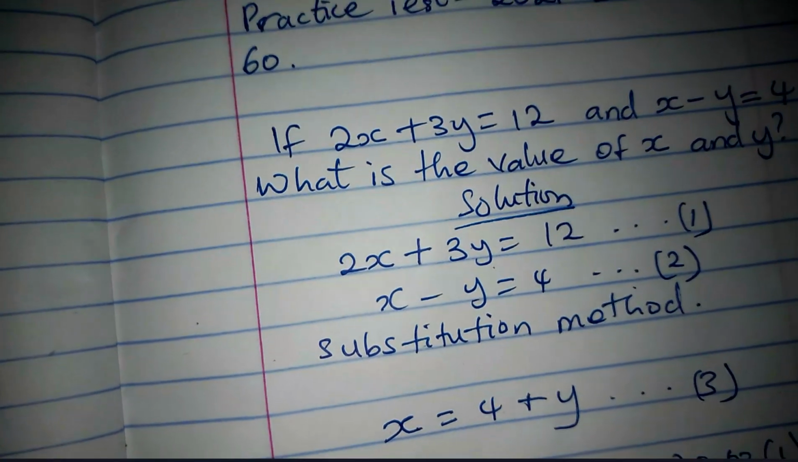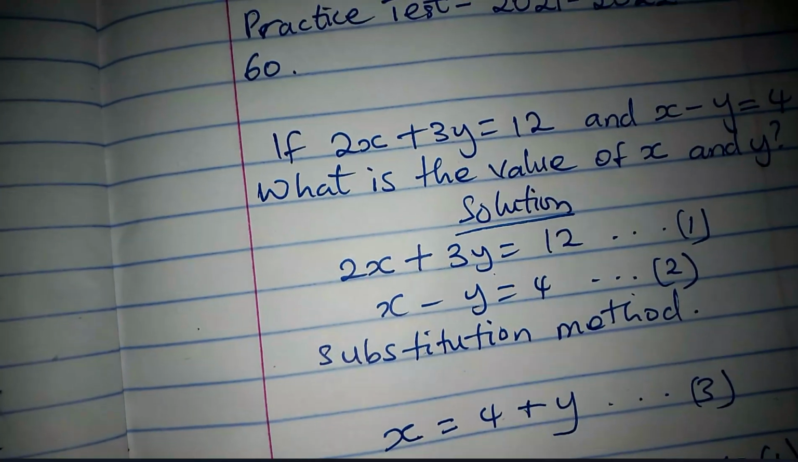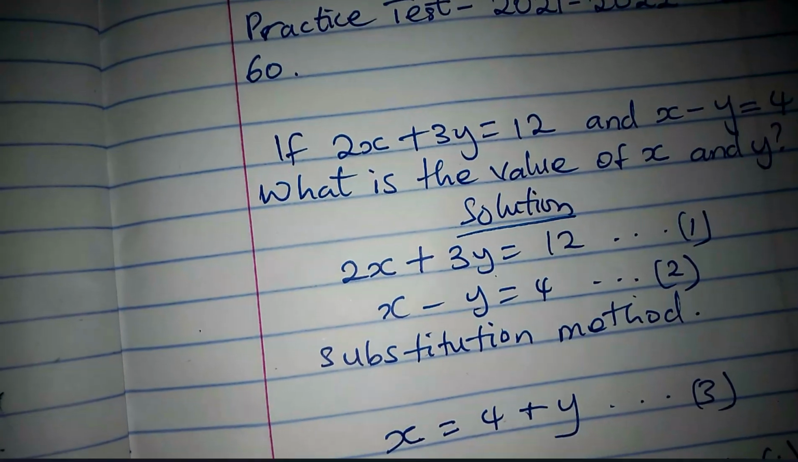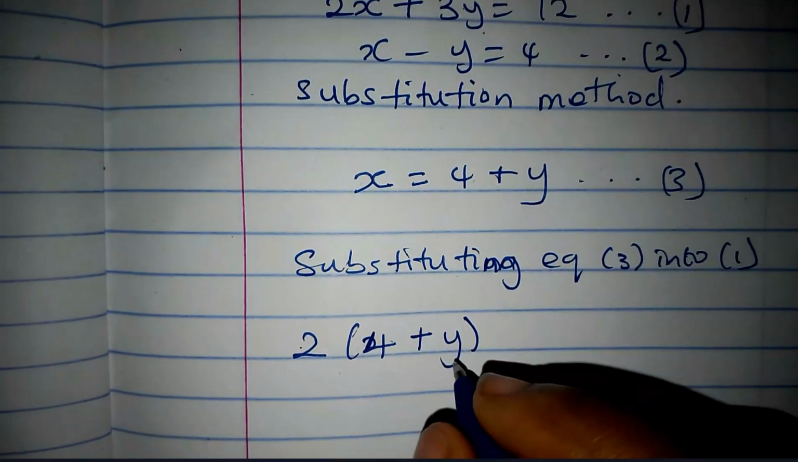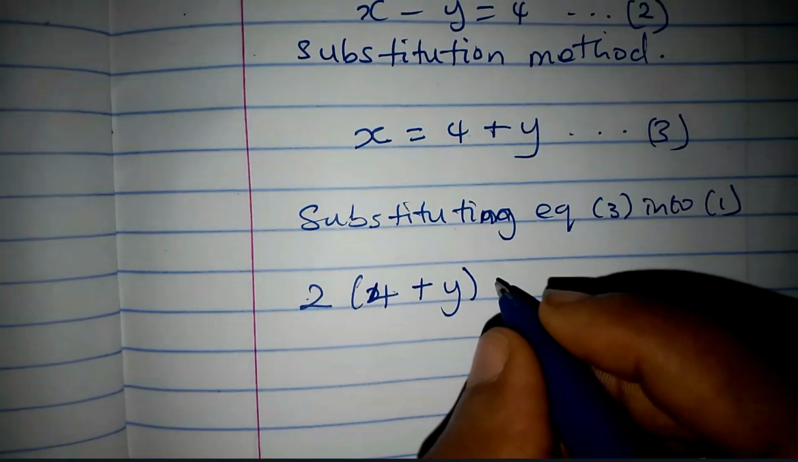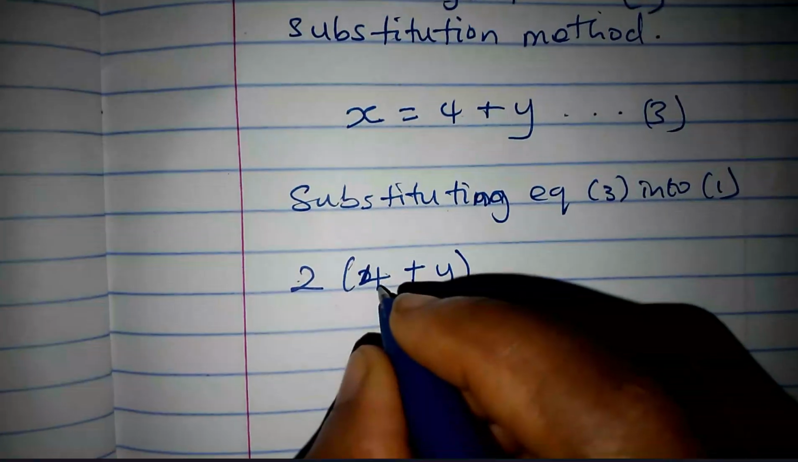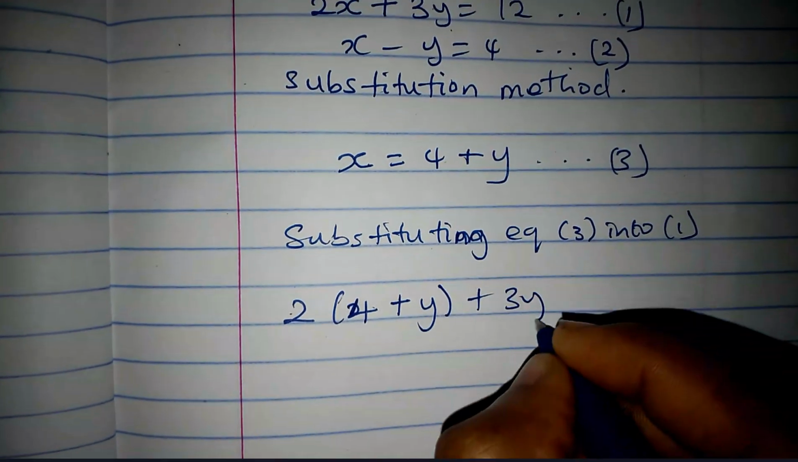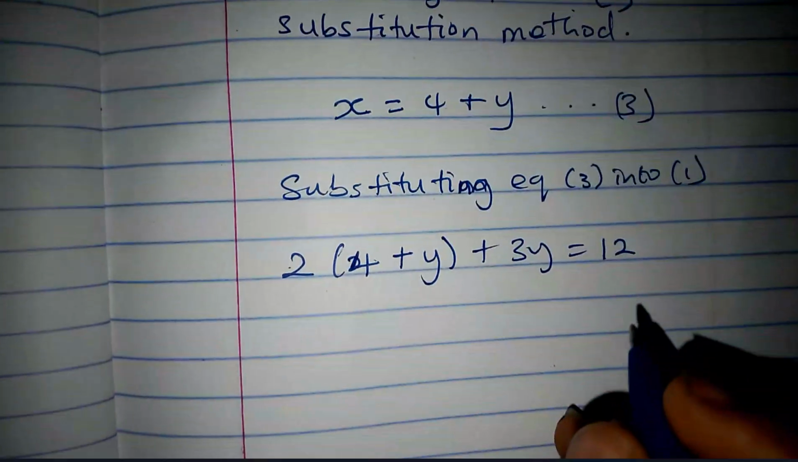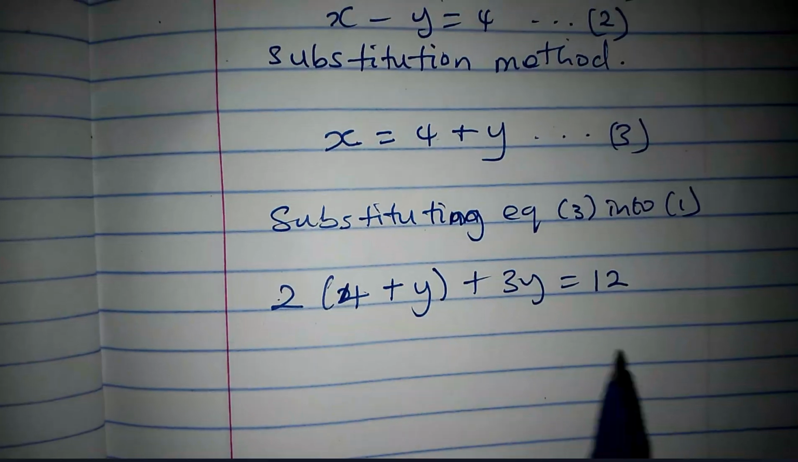So we now substitute that. Anywhere we see x, we're going to replace x with 4 plus y. We're going to have 2 bracket 4 plus y, plus 3y equals 12. Now you can observe that there's no more x in the equation.